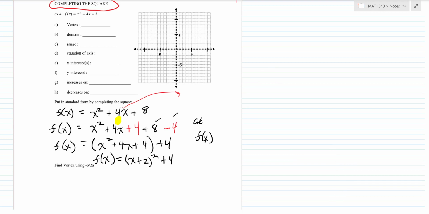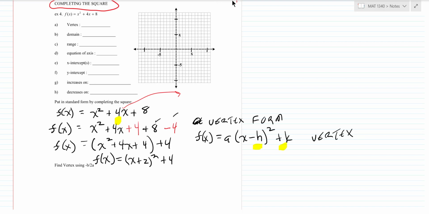Okay, so what we learned last week when we were going over this, we have what we call the vertex form. And the vertex form goes like this. It's f of x equals a times x minus h squared plus k. And the vertex of the parabola comes from these two numbers right here. You get the vertex is (h, k).